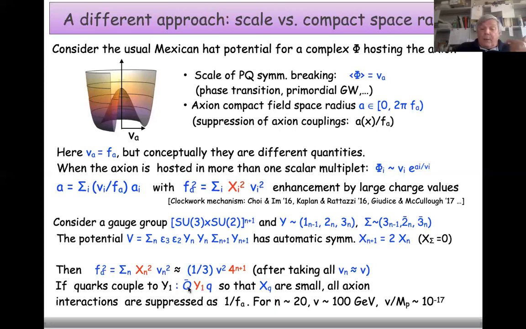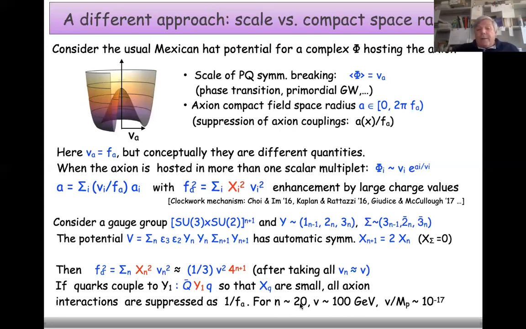All the interactions between the quarks and the axion are suppressed exponentially by the value of the charges. So the axion decay constant gets this factor. There is a sum, and in the limit in which all these VEVs are the same, you get a factor of 4n plus 1 from the sum. I conclude here the result is that all axion interactions are suppressed as needed as 1 over Fa, and Fa is large. But the VEVs can be of order 100 GeV if n is large enough. 20 is a bit uncomfortable.